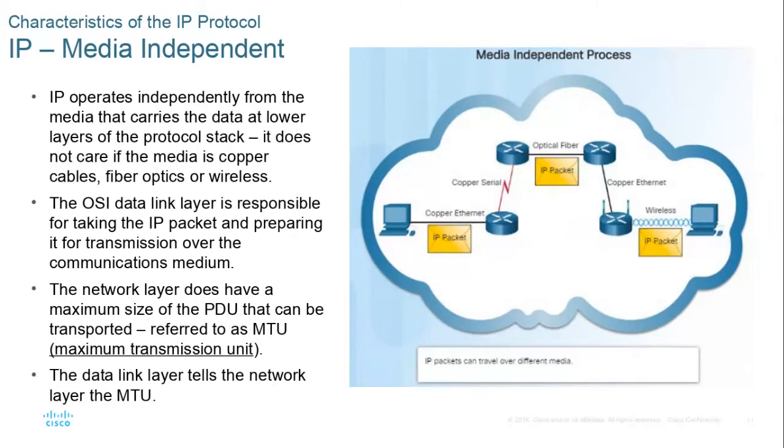So IP is media independent. It can travel over anything that can transmit ones and zeros. We can use twisted pair copper Ethernet, a serial connection, optical fiber, Wi-Fi wireless connections. Anything that can transmit ones or zeros. The internet layer, the network layer, doesn't care. The data link layer and the physical layer will take care of transmitting the ones and zeros.